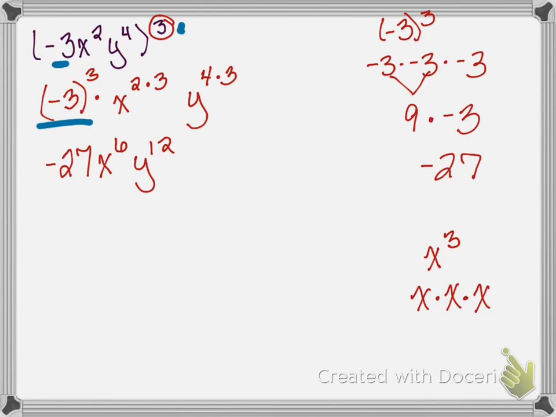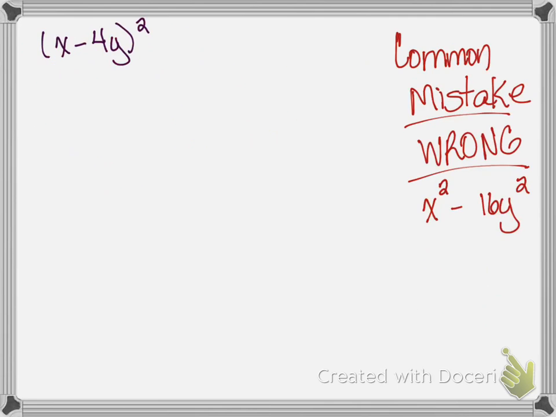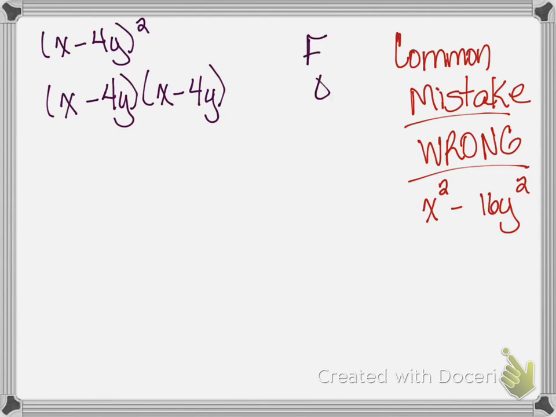What operations are happening here between the negative 3, the x squared, and the y to the 4th? Multiplication. Okay? That's why that rule applies, is it's multiplication. Here, we are not multiplying. Between the x and the 4y, what are we doing? Subtraction. This is a binomial being squared. So what this means is x minus 4y times x minus 4y. You've got to write that out, and you've got to FOIL it. This over here is the wrong way to do it.